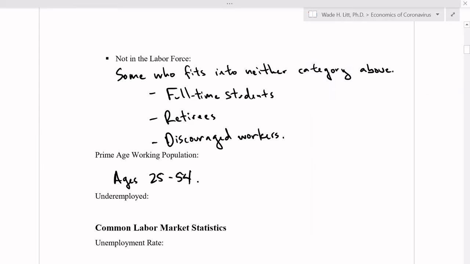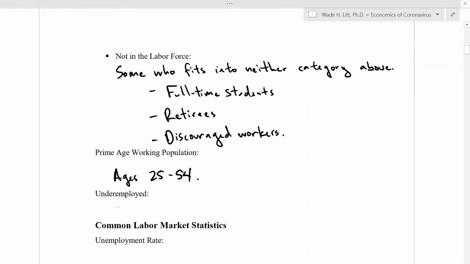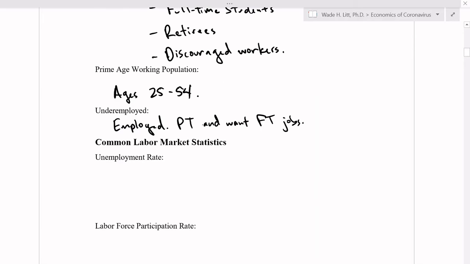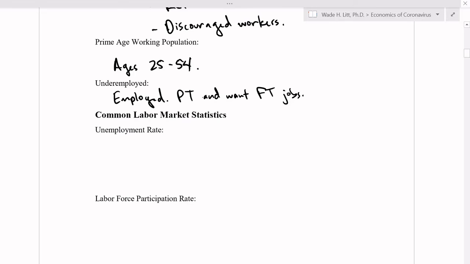And then the underemployed, these are people who are technically employed, but they're part-time and want full-time jobs. And so that's something that can be measured as well. Okay, so that's some of the definitions. And then with those definitions, we can actually calculate the rates. And so I'll give some formulas here on how to calculate these.